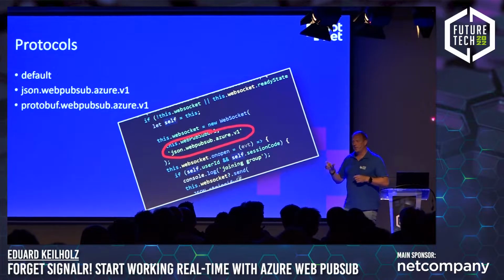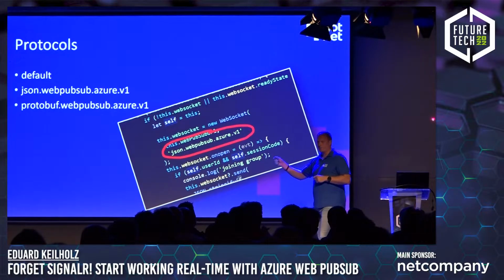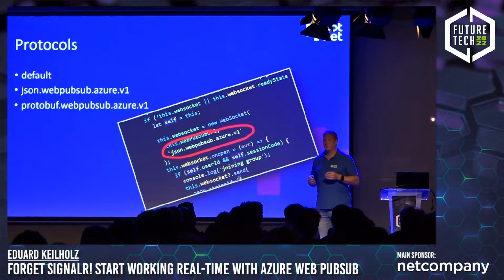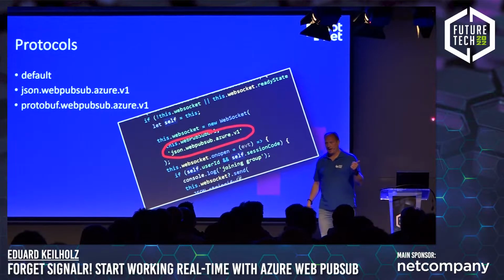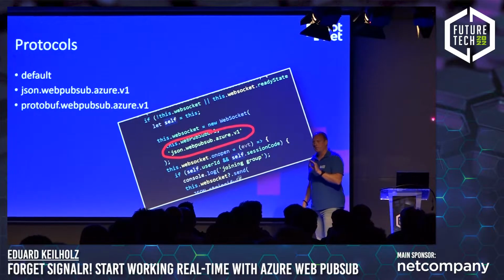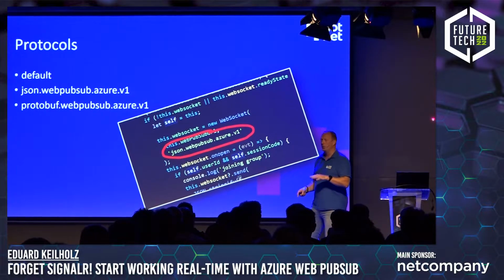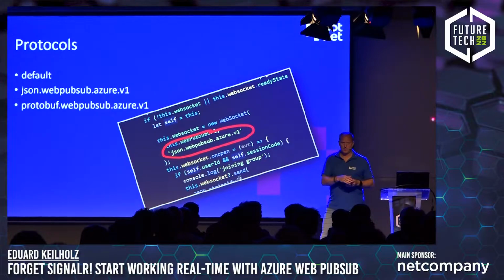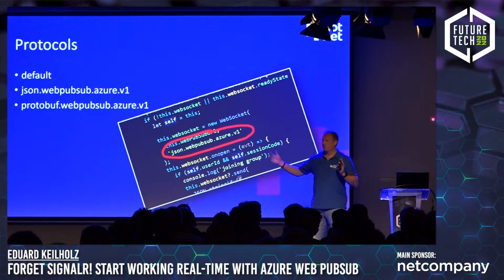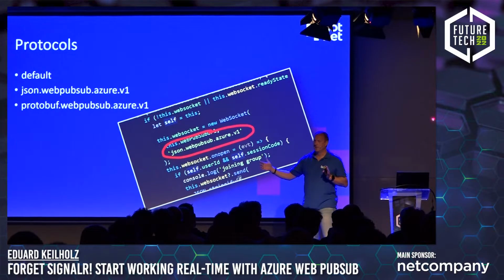And that connection string contains the URL to my Azure Web PubSub service, but it also contains information about which user I am and the permissions that I have. And with those permissions, I can control what I can do on the client. And I don't have to do that by hand. Azure Web PubSub does that for me. And all that information is stored in a JSON Web Token.